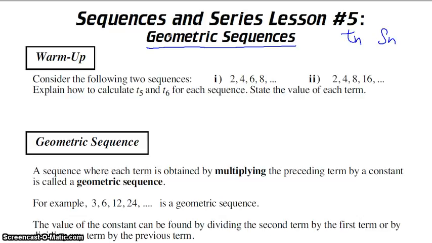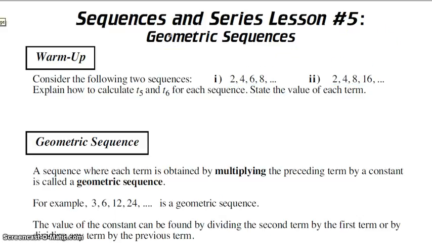So what's the difference between the two? If you look at the following sequences, 2, 4, 6, 8, you are adding a common difference every time. If you are adding or subtracting a common difference, it is arithmetic. And look at the second series, 2, 4, 8, 16. You're multiplying by 2. So if you're multiplying or dividing by a constant, it is geometric. All right, very straightforward.